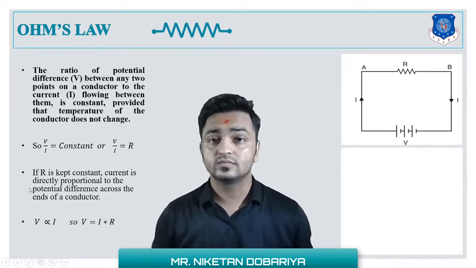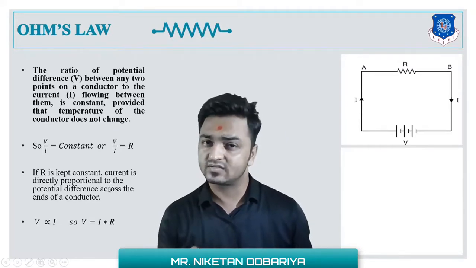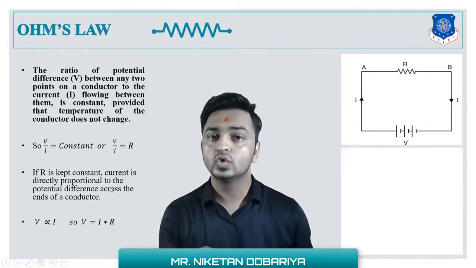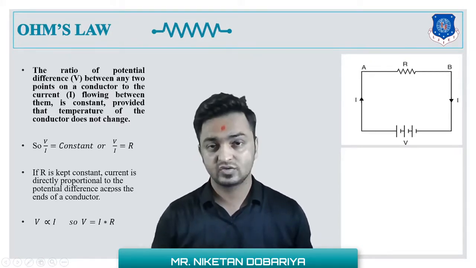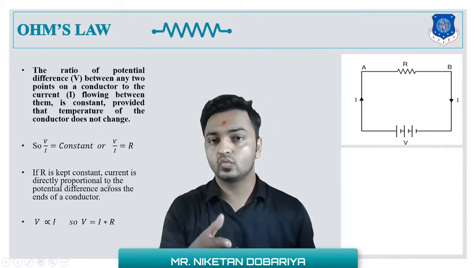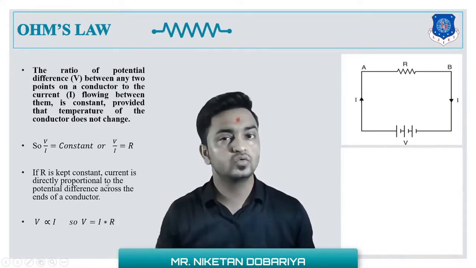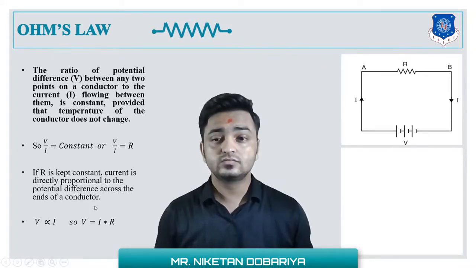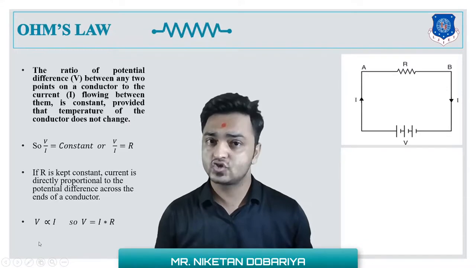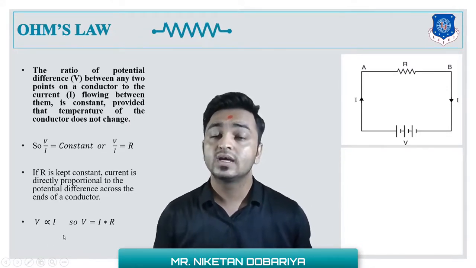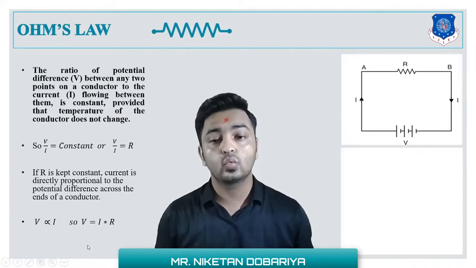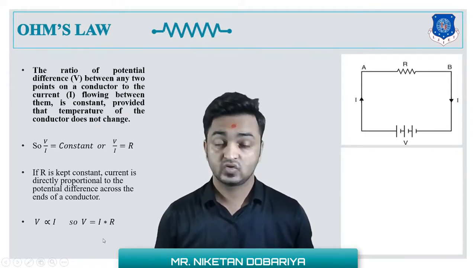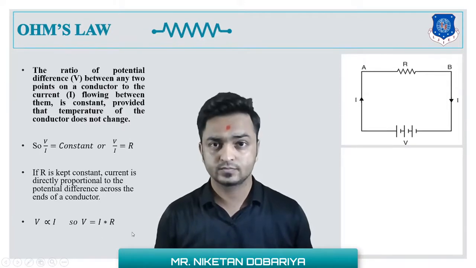If R is constant, that means current is directly proportional to the potential difference or voltage applied across that conductor. So we can say in both ways, V is proportional to I, or I is proportional to V. If you consider V proportional to I, where R is constant, we can write it as V is equal to IR. So this was the statement of Ohm's law.